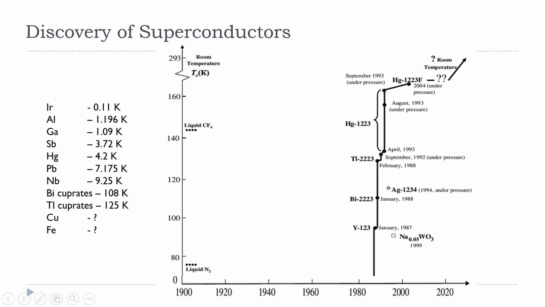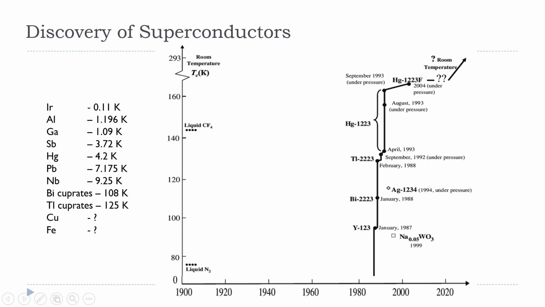Now, metals like iridium and molybdenum show superconductivity at 0.11 Kelvin, a very small temperature. But if there are any impurities, in particular any magnetic impurities, it will suddenly lose its superconducting nature. Again, there are metals in which superconductivity has not been attained at all, like copper and iron. Other metals, aluminium, gallium, tin, and mercury, have shown superconductivity.